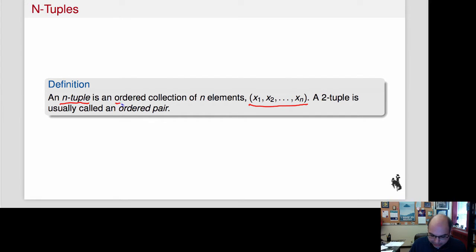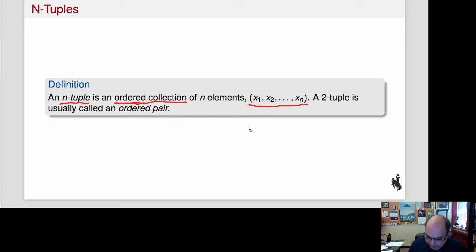Number one, it is an ordered collection, okay? So (x1, x2) is not the same as (x2, x1), whereas it would be if we were talking about sets, okay? So the order matters, right? And the other thing is that it's a collection not of objects, but just of elements, okay?